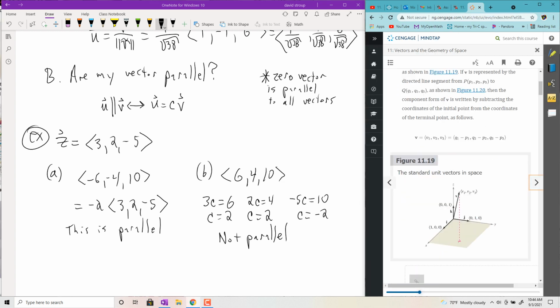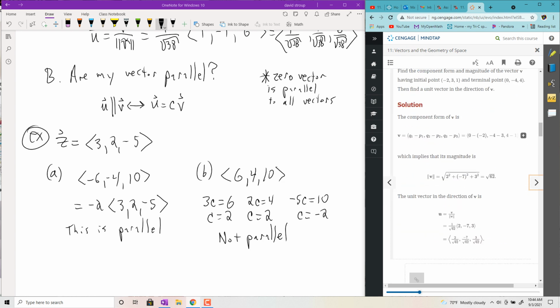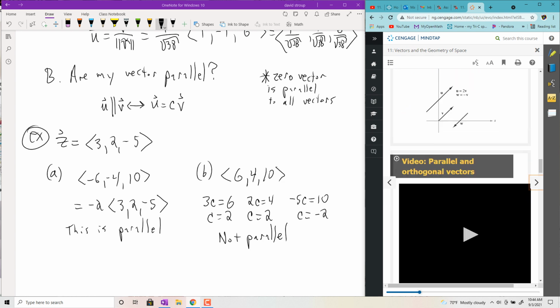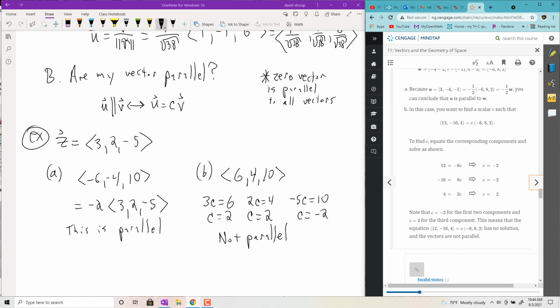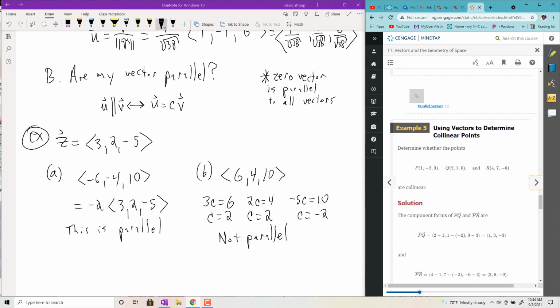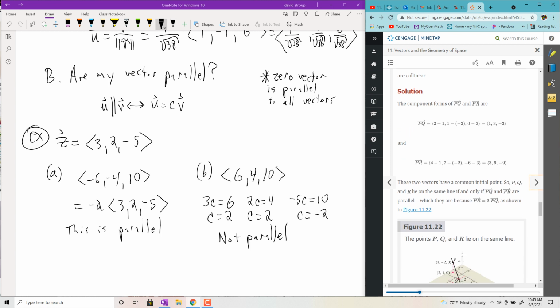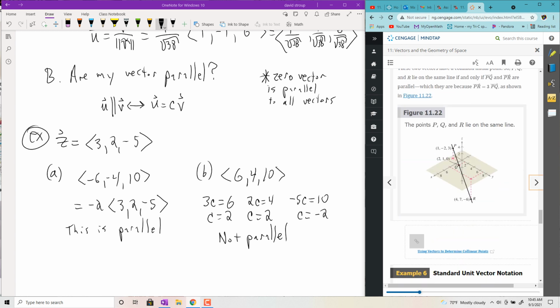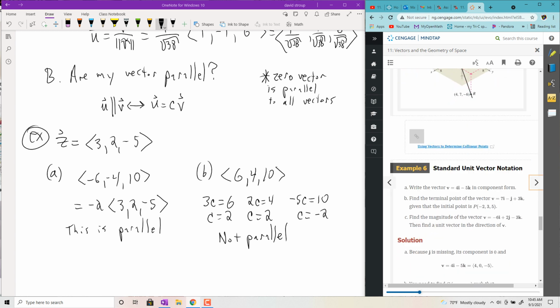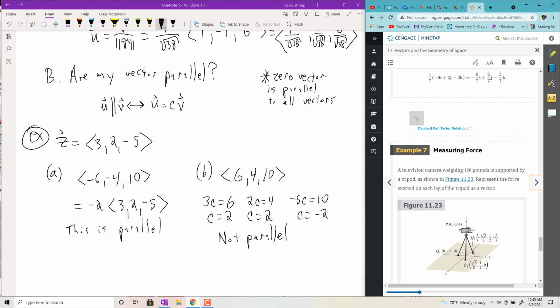I think the book worries about collinearity as well. I'm not going to worry about that. You could read it, though, if you wish. Yeah, right here. So you could tell if points are collinear by constructing two vectors out of the points. And if the vectors are parallel, then the points are collinear. So standard unit vector notation.